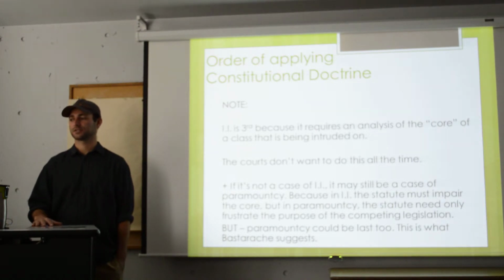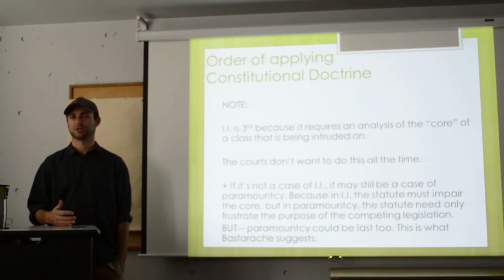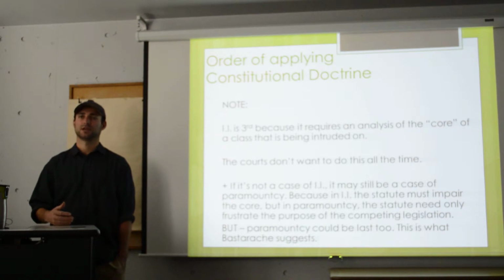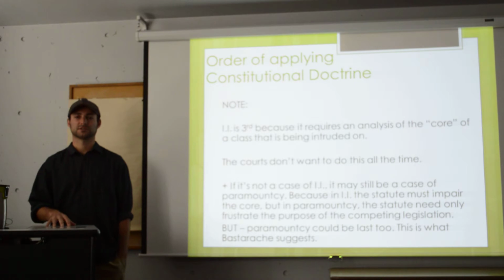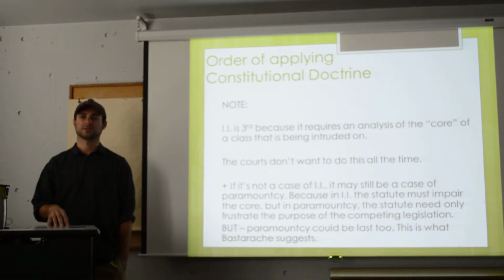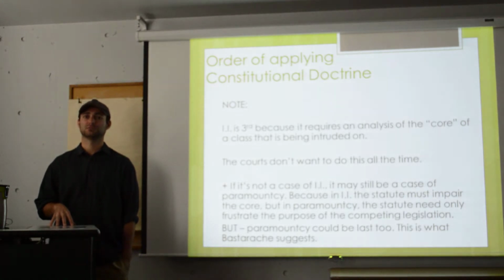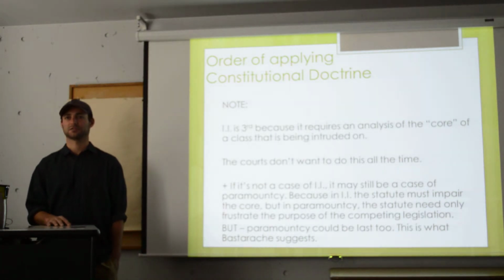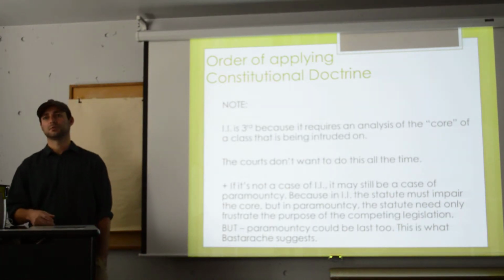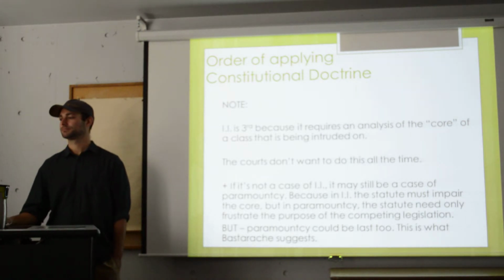It's also worth noting that Bastarache thought that interjurisdictional immunity should come before paramountcy in the order of the doctrine, and there's logic for that as well. If the doctrine of paramountcy doesn't apply, the doctrine of interjurisdictional immunity could still apply. And if the doctrine of interjurisdictional immunity doesn't apply, then the doctrine of paramountcy could still apply. But anyway.